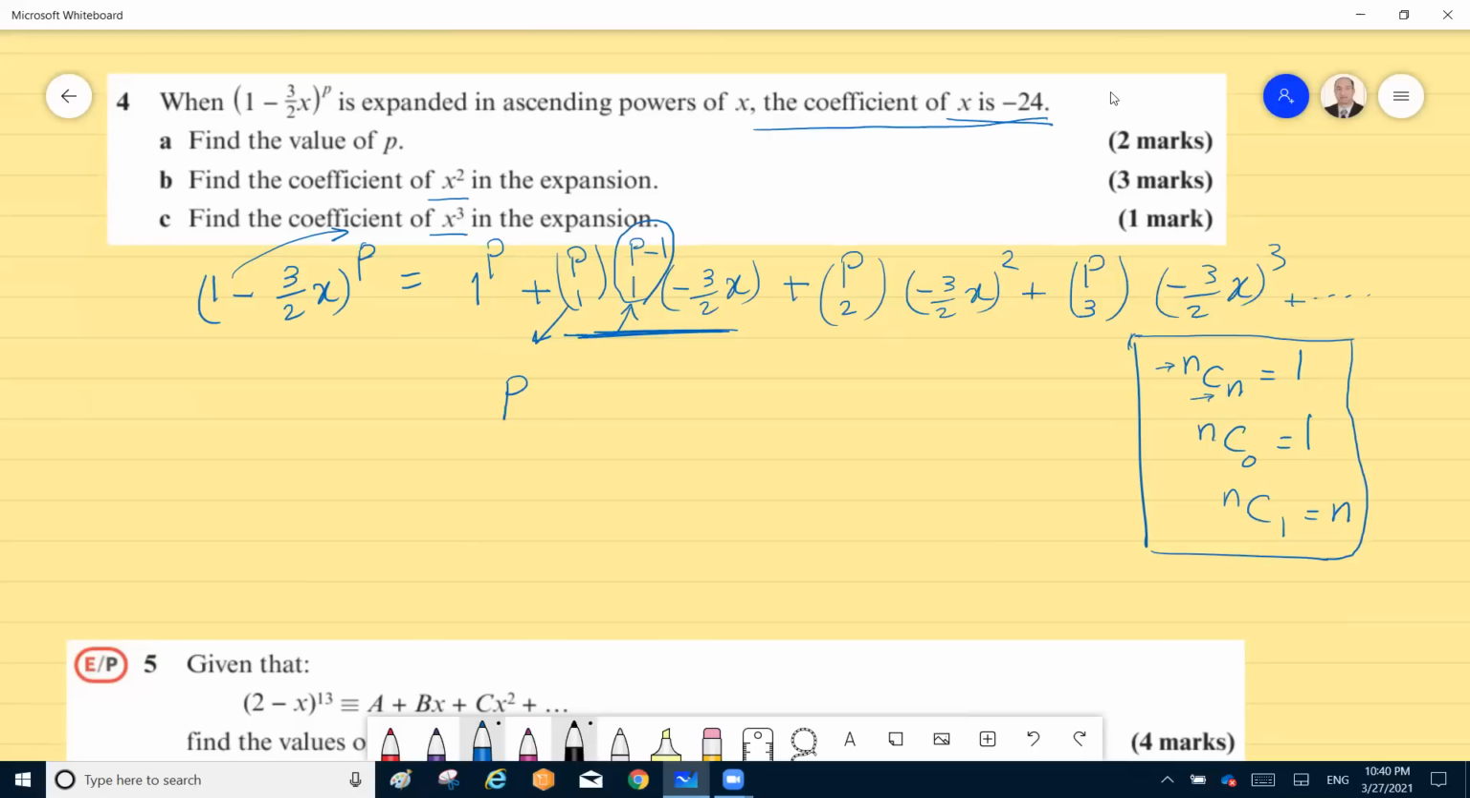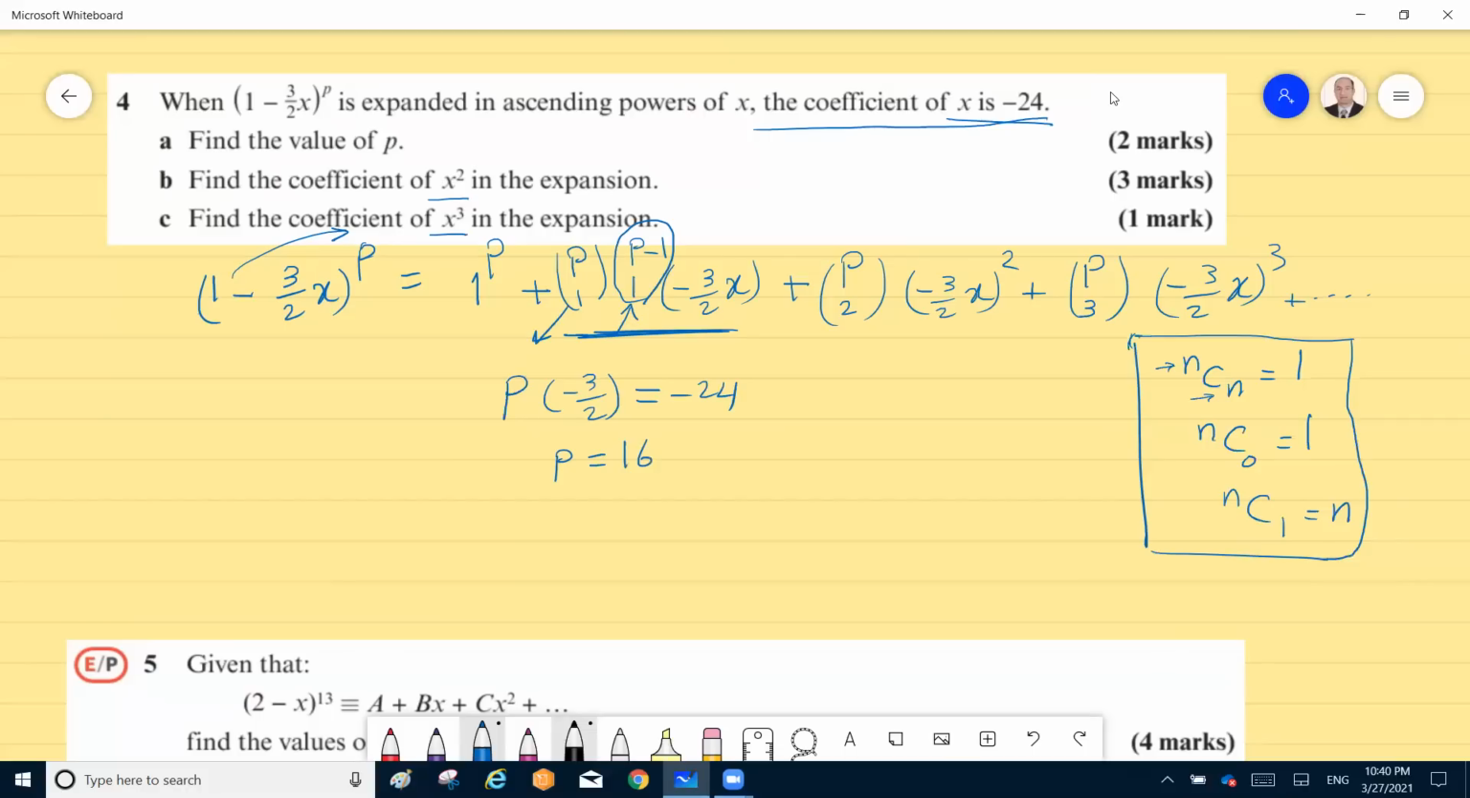So p times negative 3 over 2. Okay, this is the coefficient of x, equal to negative 24. By multiplying each side by negative 2 over 3, you will get the value: p is 16.